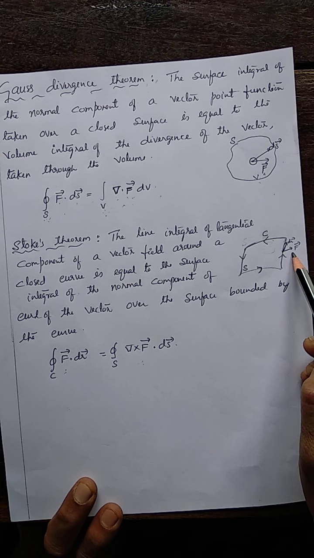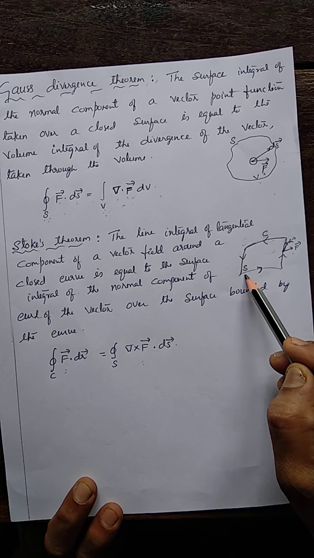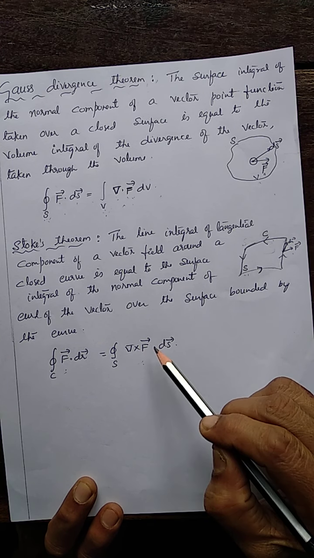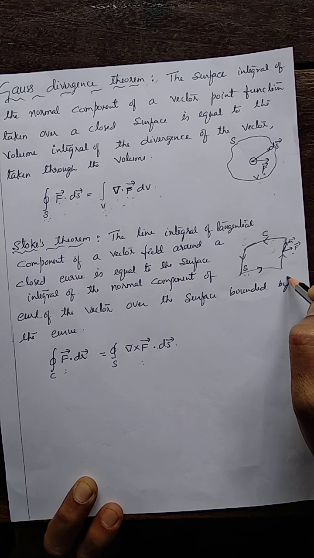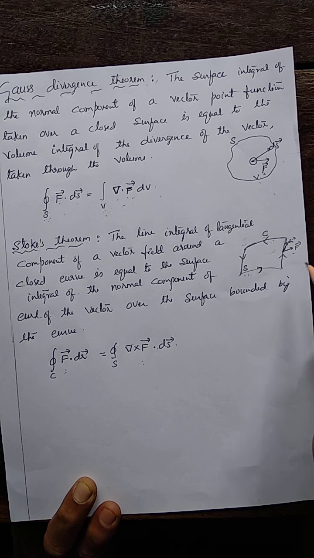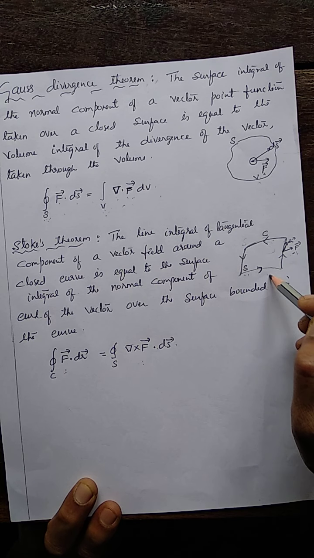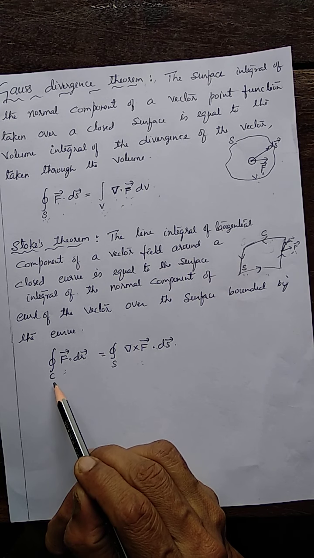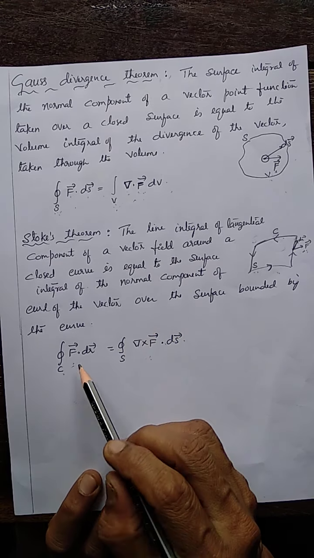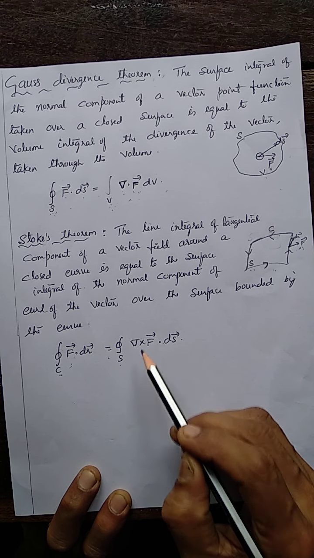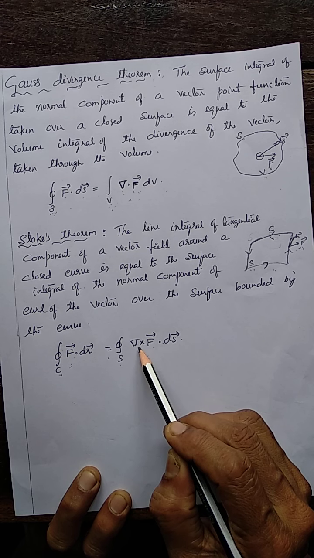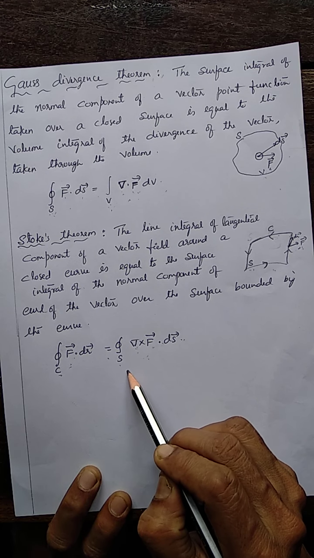Here we consider a vector field, and a closed loop C. Then this theorem states that the line integral of the tangential component of this vector field around a closed loop is equal to the surface integral of the normal component of the curl of the vector over the entire surface bounded by the curve C. That is, the line integral of F vector dot dr vector over the entire curve C is equal to the surface integral of the curl of the vector. What is curl? Del cross F dot dS over the entire surface.